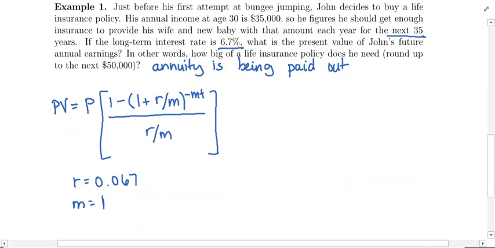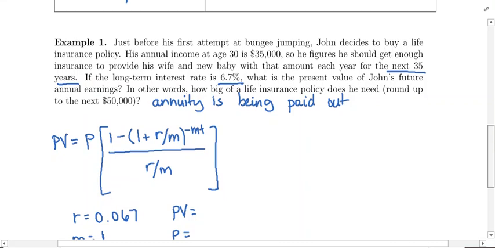We want the wife and child to receive payments over the next 35 years. So time would be a 35-year period. Okay. So let's talk about PV and P, because those are the two variables that are left. One we know, one we're trying to calculate. So let's think about this. Okay, so let me come up here.